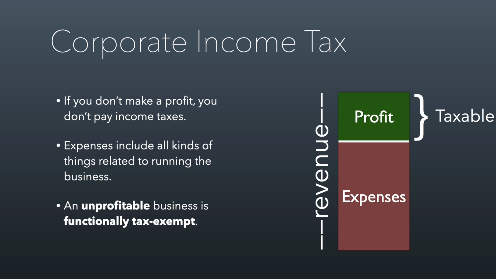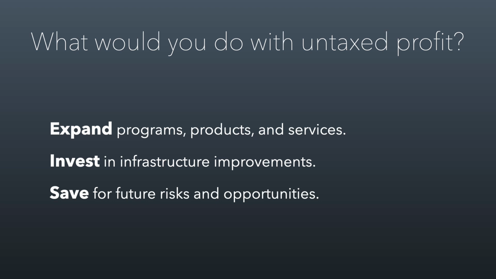So what would a tax-exempt entity do with that extra profit? Well, they do the things you'd expect. They expand their programs and services and products. They might invest in infrastructure like renovating a meeting space or buying a fleet of vans, or they might save for future risks and opportunities, and they have that money to save because they didn't have to pay it in the form of taxes to the government.